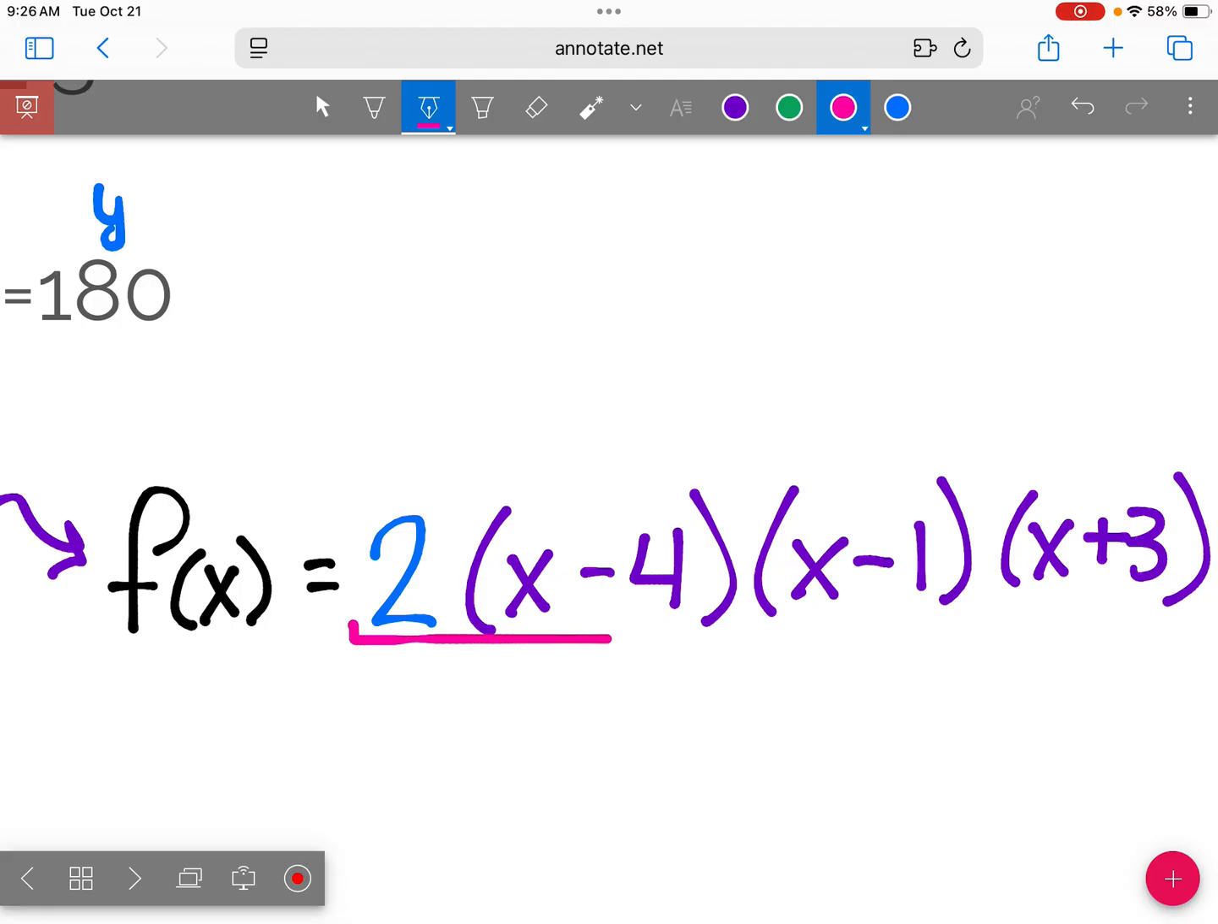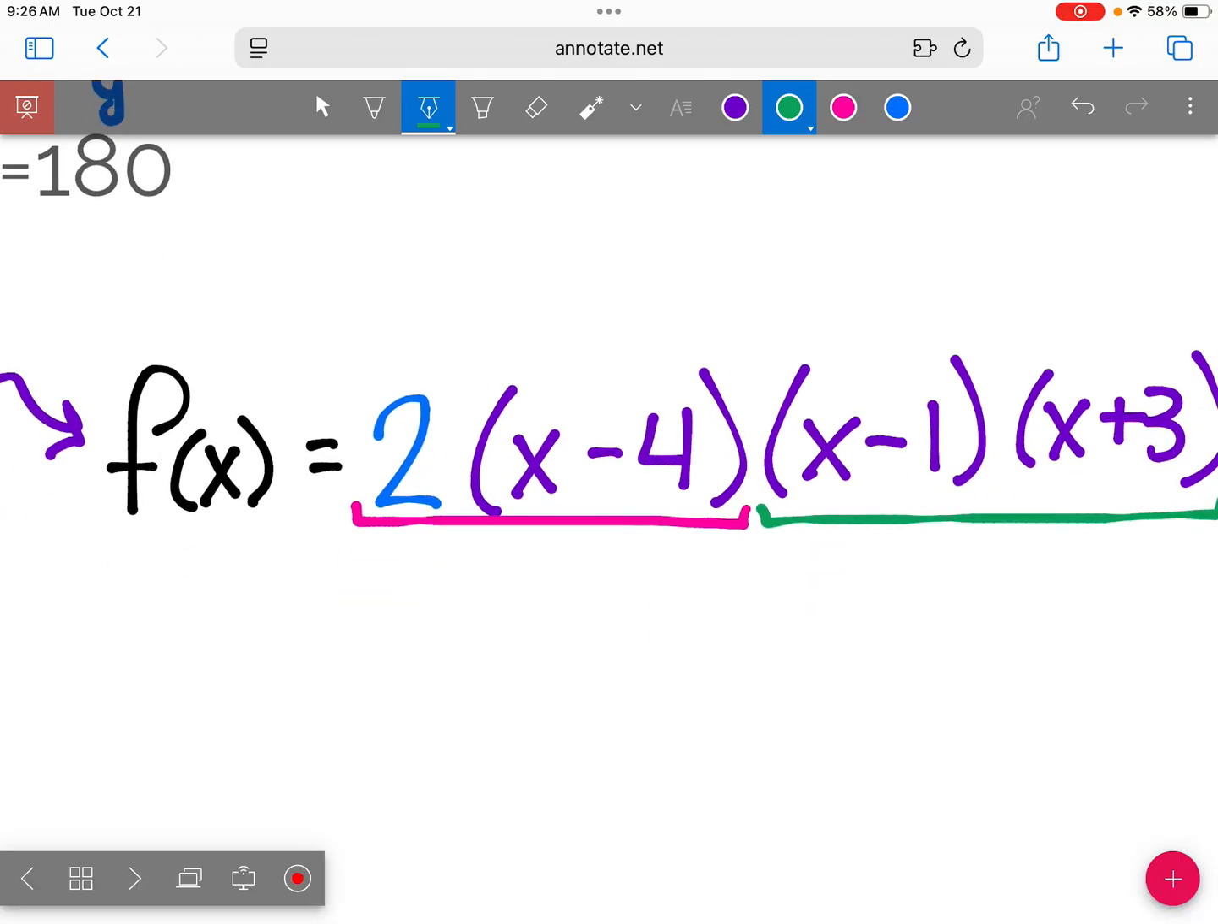I have a tendency to just kind of break it up in chunks like this. So I'm going to multiply the front 2 pieces together, and then I'm going to multiply the back 2 pieces together, and then I'll take those 2 chunks and multiply them. But there's a lot of different orders in which we can do this. So for my left 2 chunks here, I'm taking this 2 times my x minus 4. That's going to give me a 2x minus 8 right here.